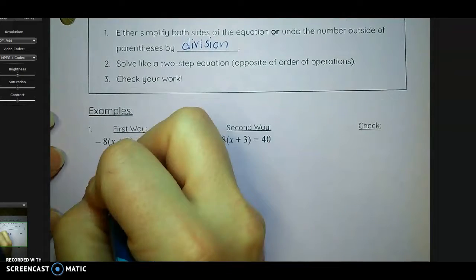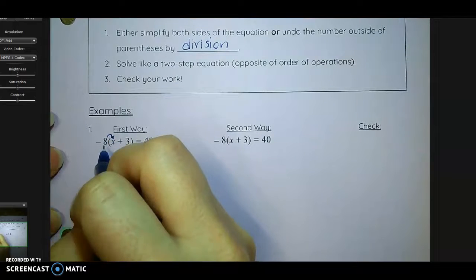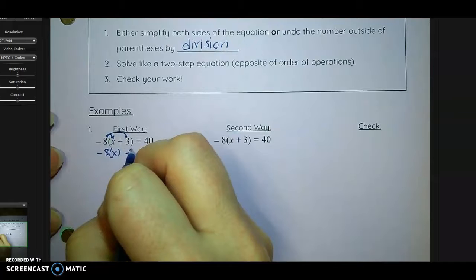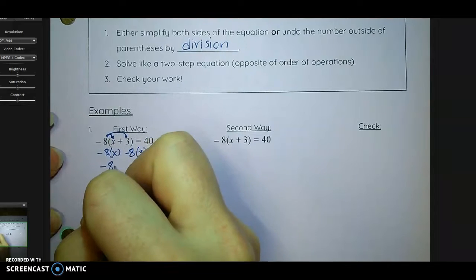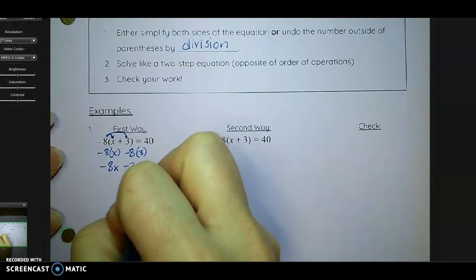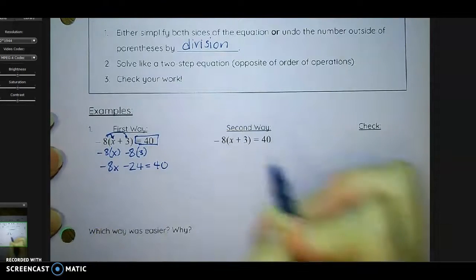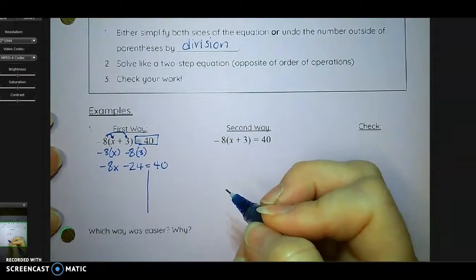The first way would be, I see the distributive property, and so I'm going to distribute. So I would have negative 8 times x and negative 8 times 3, negative 8x minus 24, and I cannot forget that I had this up there because now I'm solving equations. Then I'm going to drop my line down.